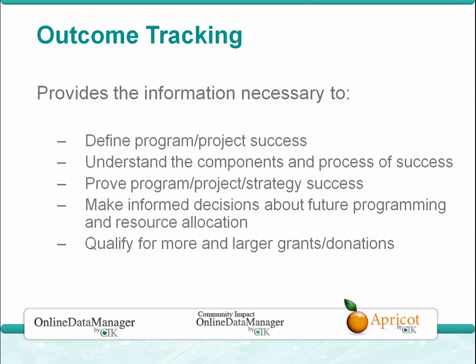So the first one is outcome tracking. What is that? Outcome tracking provides us the information necessary to define program project success, understand the components and process of success, prove program project strategy success, make informed decisions about future programming and resource allocation, and it also gives us the ability to qualify for more and larger grants and donations. So part of this is being very clear that this is why we need to do outcomes tracking and why we need to focus on it.